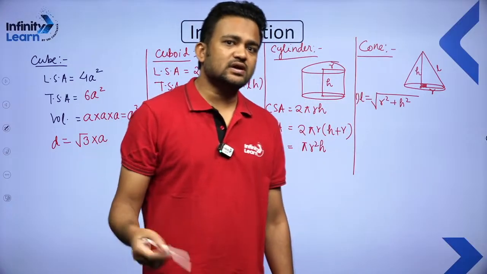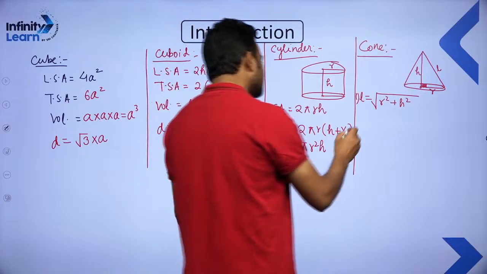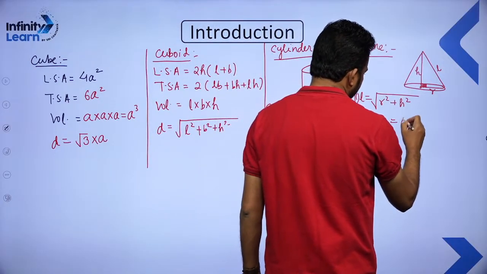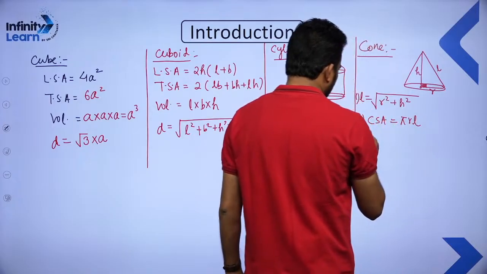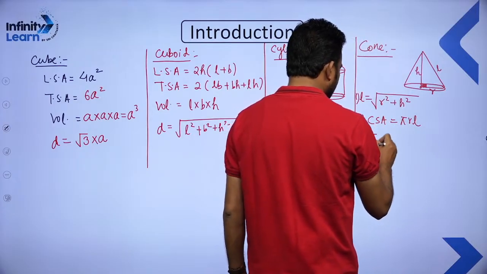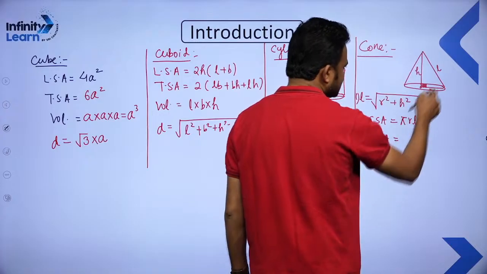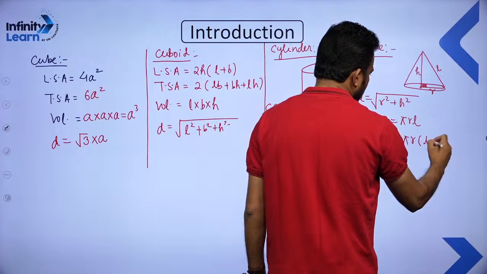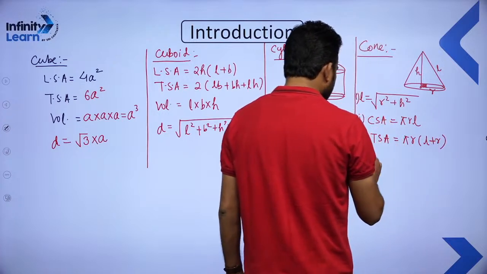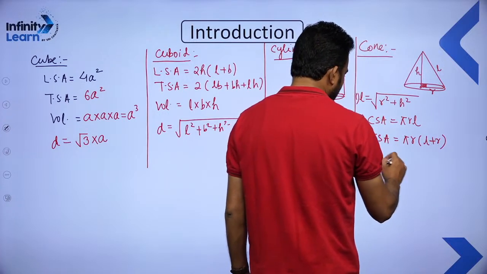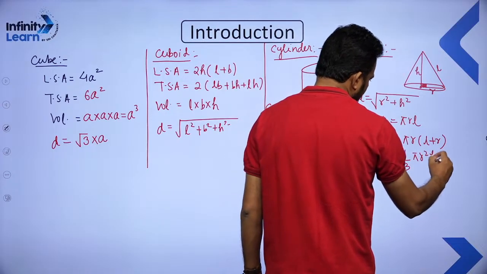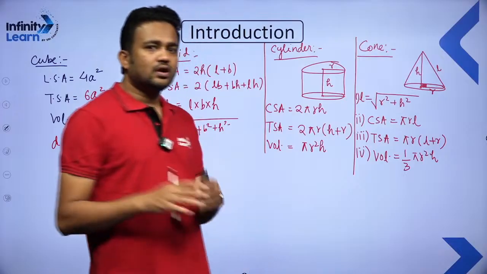Now the second one is curved surface area. Curved surface area is pi r l. CSA is pi r l. Third one is total surface area. So TSA is curved surface area plus area of the bottom, which is pi r square. So pi r (l plus r). And the fourth one is volume. Volume is 1 upon 3 pi r square h, right? That is 1 upon 3 of volume of cylinder.